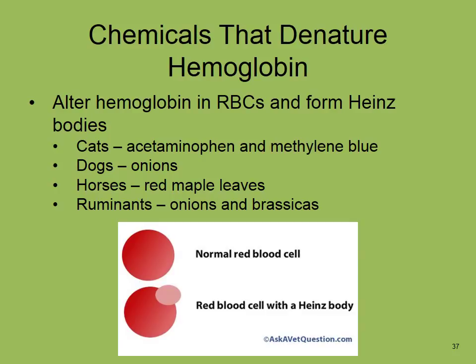Dogs, onions, also cats. I mean, I've had cats come in with onion toxicities. So onions actually cause hemolytic anemia in dogs. Horses, red maple leaves. Interesting, eh? Ruminants, onions, and brassicas. So all these things that seem kind of benign to us can actually cause hemolytic anemia in our animals. Just a reminder about Heinz bodies. They kind of poke out of the side of red blood cells. So you've hopefully seen those before. You can see that at the bottom there.